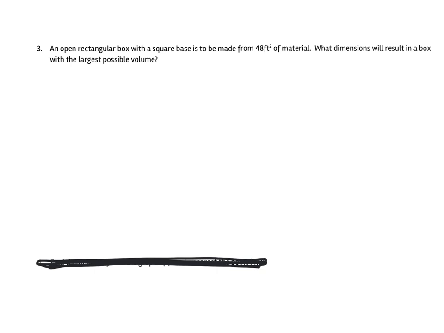All right, number 3, an open rectangular box with a square base is to be made from 48 square feet of material. This is our surface area right here. That's finding the area of each side and adding them all together. The question asks what dimensions will result in the box with the largest possible volume. So we're trying to maximize the volume. Let's start by drawing a picture. All right, so there's my picture. And I know that I have a square base.